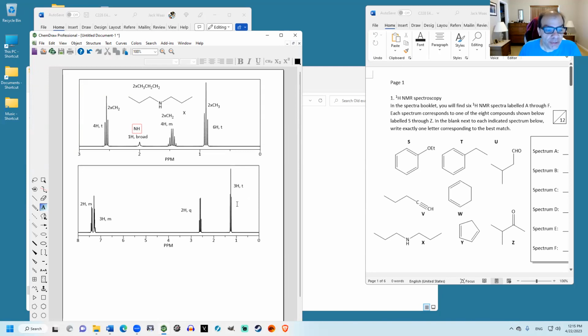The 3H resonance has 2 H's next door, 2 plus 1 equals 3. That's where the triplet comes from. The 2H resonance has 3 protons next door. 3 plus 1 is 4. That's where the quartet resonance comes from. So this is going to be the CH3 of the ethyl group. And that's going to be the CH2 of the ethyl group.